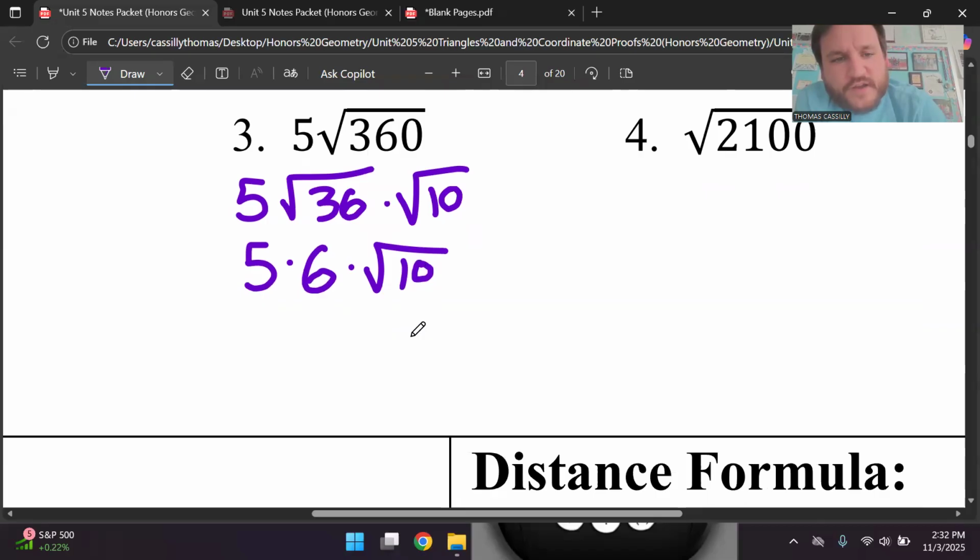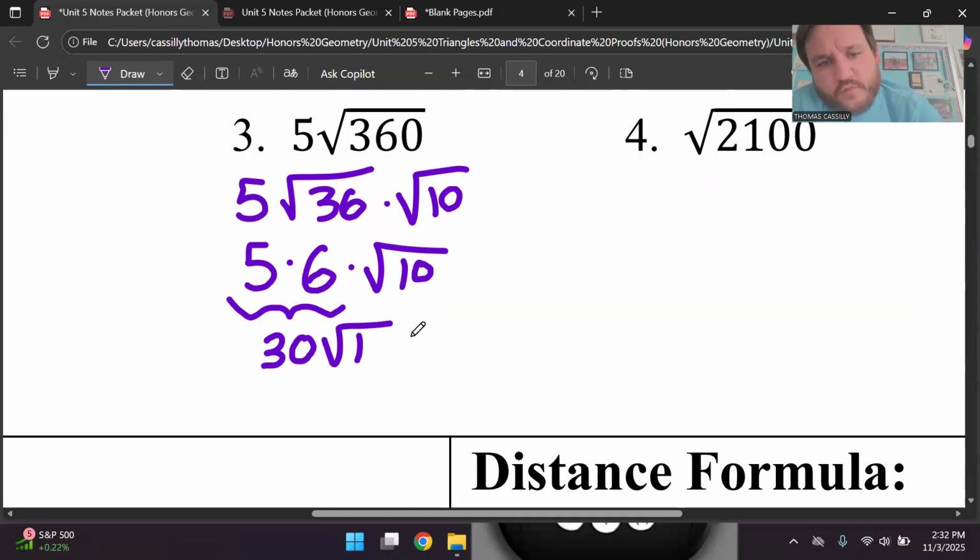All right, 5 times 6. Those are both on the outside. There's a normal 5 and a normal 6. Multiply them together. That's going to give us a normal 30. This is 30 times the square root of 10.